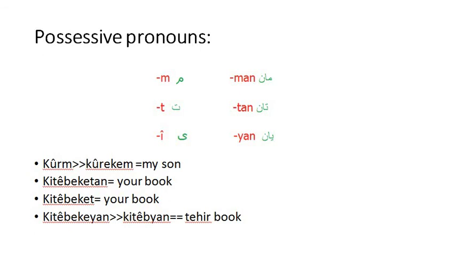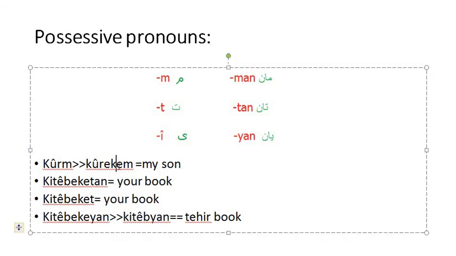Possessive pronouns are the same as these linking pronouns, but used as possessive. For example, kurum means my son, kurakam also means my son, but in kurakam you added aka. Aka basically means the in Kurdish. It's a suffix, a definite suffix. In Kurdish we don't have a definite article, but we have a suffix that works the same as a definite article, like the, or in French you have la, le, l' with apostrophe, or les, which is plural. But in Kurdish you have aka, and for plural you have akan. So it means my son.